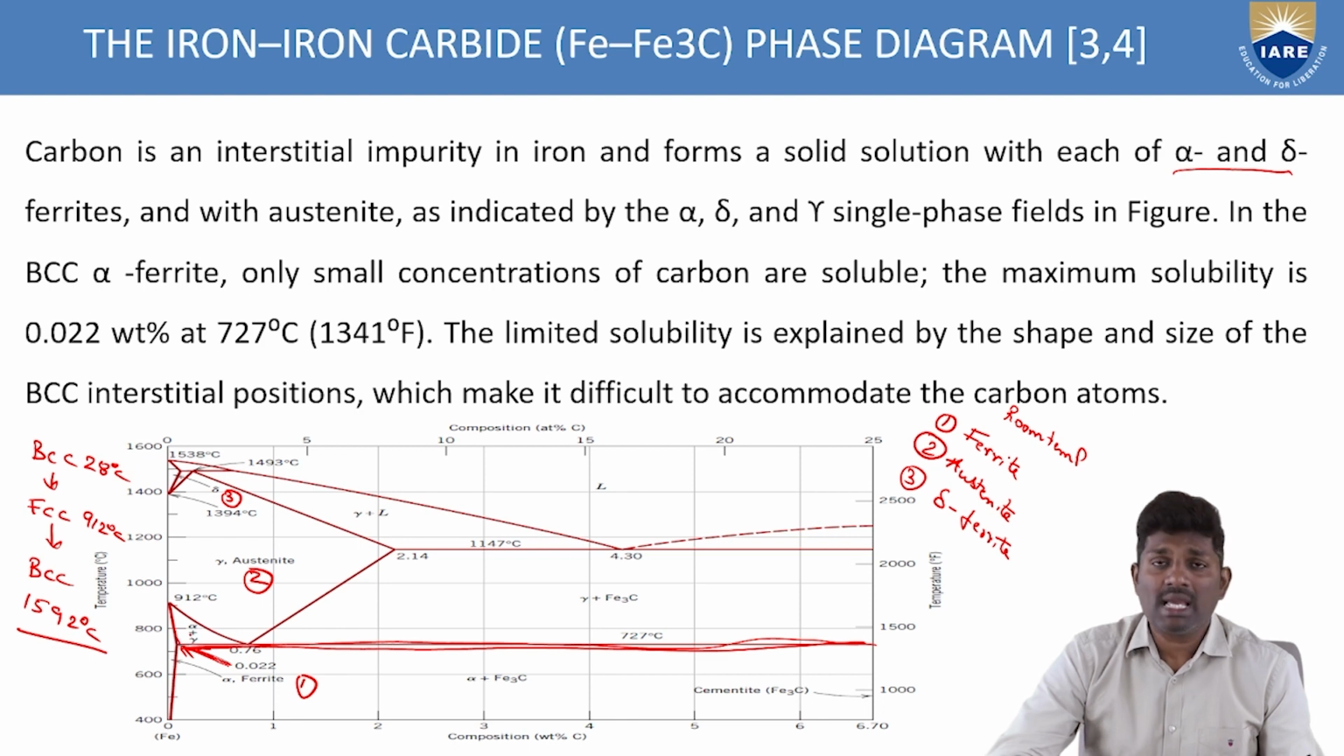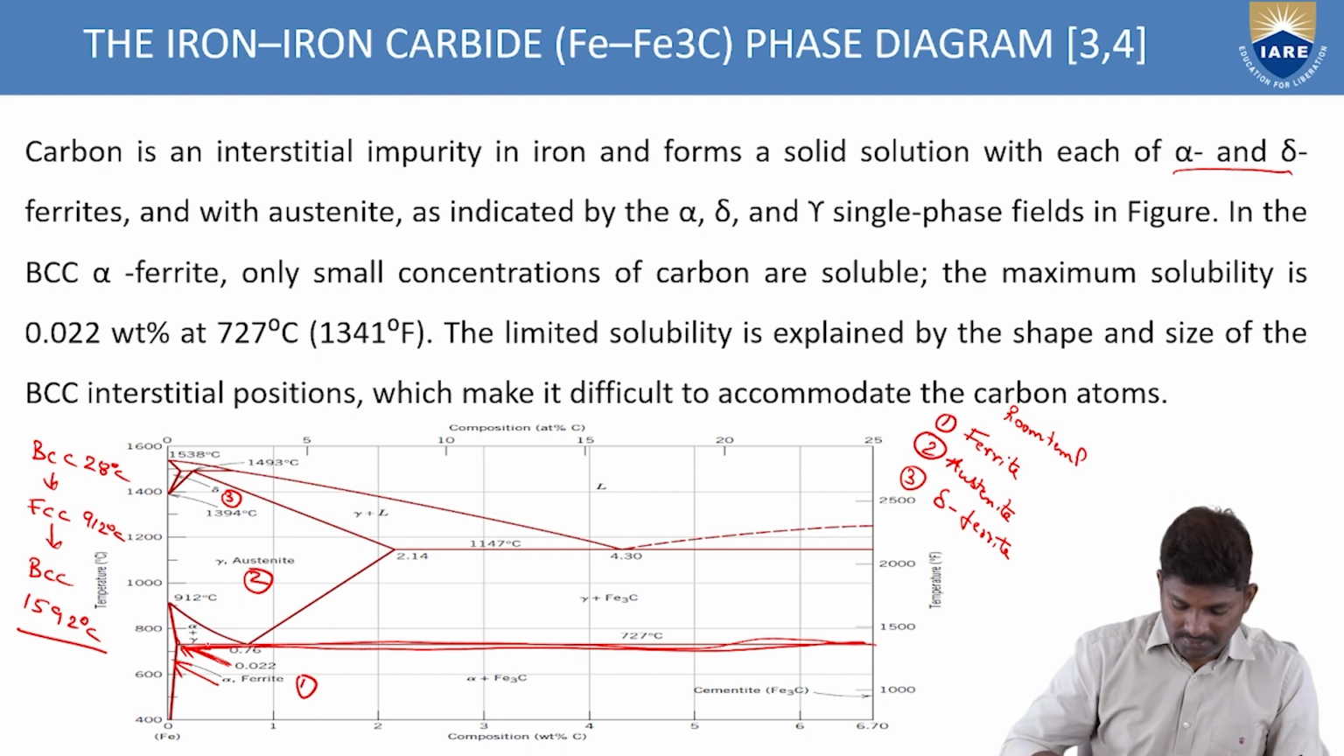Every phase diagram will have the solvus line and the solidus line. We have to identify which is the solvus line and which is not. In this iron carbide diagram also, this is a solvus line and this is the solidus line. Every phase diagram will have these types of lines, and we have to identify them with the help of the maximum solubility limit curve.